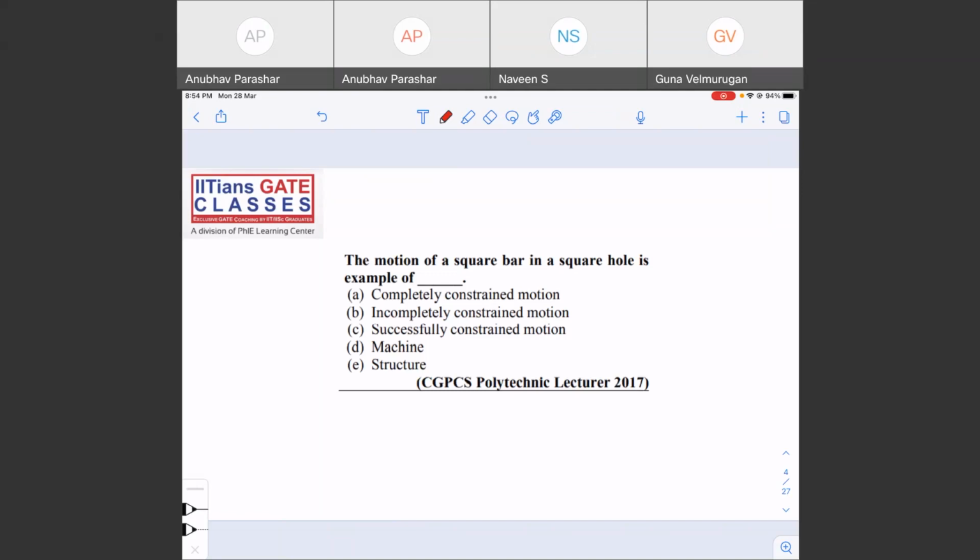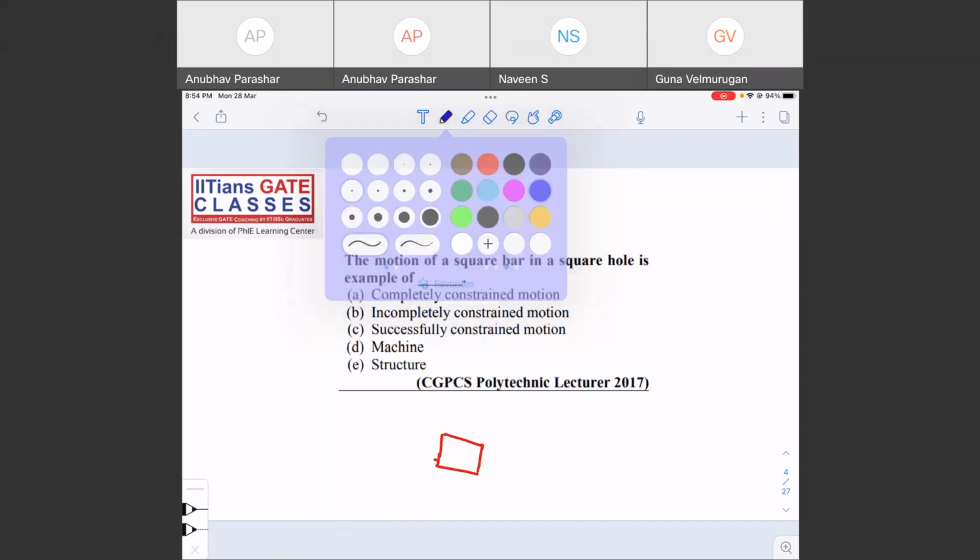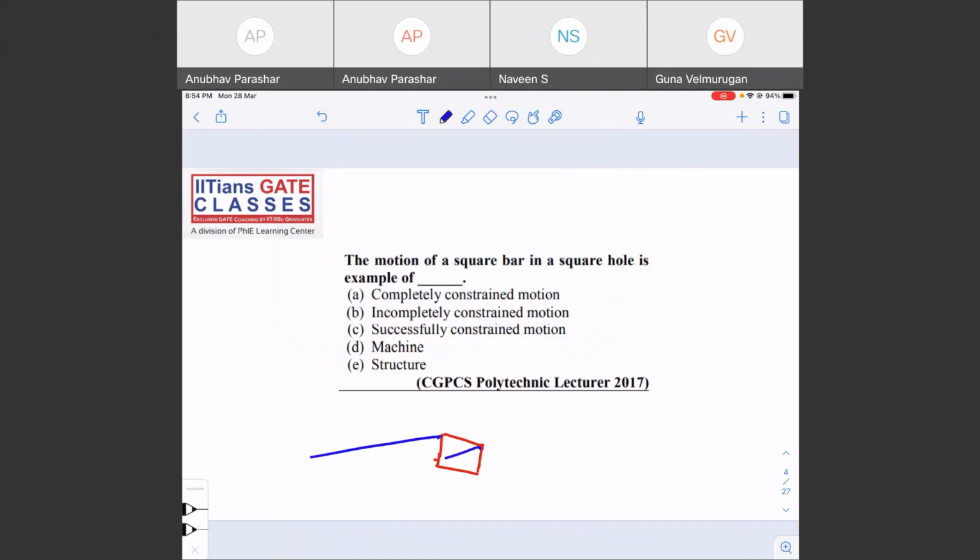Square hole means square bar in a square hole means this is a square hole. Okay, inside this there is a square bar. I know it is a little fast, but there is no other way. Okay, I'm trying to cover maximum. This is a square hole and inside that there is a square bar. Yes, it is a completely constrained, right?